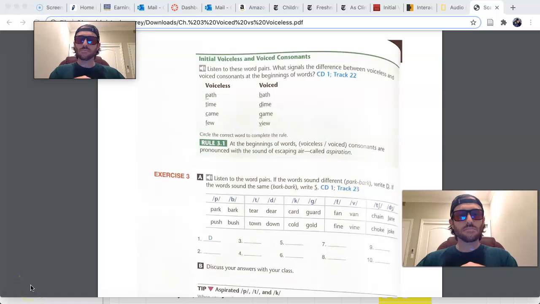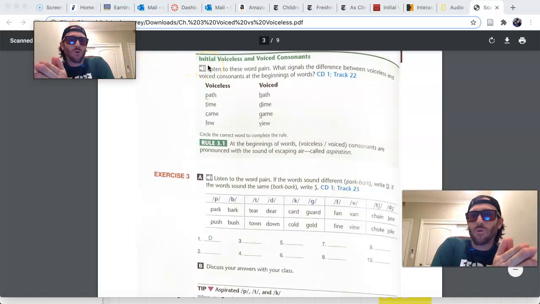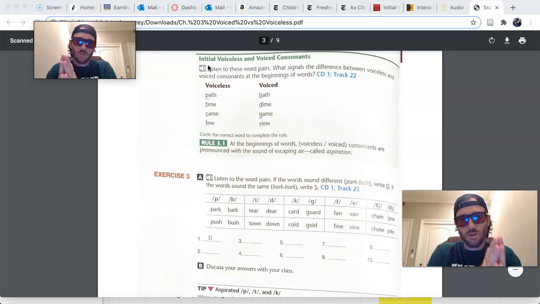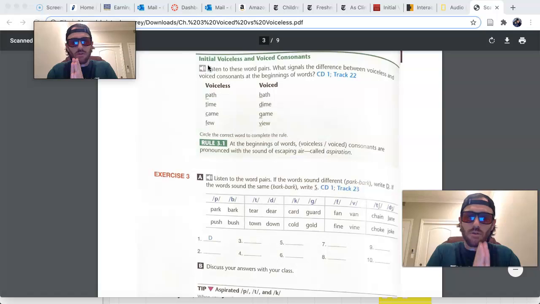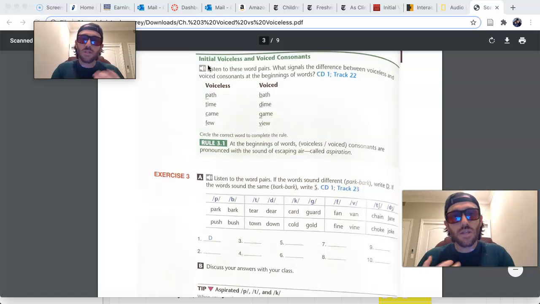Hello everyone and welcome back to Chapter 3, Voiceless and Voiced Consonants. Here on page 20, we're looking at initial. Initial meaning the beginning or the start of a word. Initial, voiceless, and voiced consonants. So these are consonants at the very beginning of the word, at the start, and we're distinguishing that vibration, right? The vibration that exists with voiced consonants but does not exist with voiceless consonants.